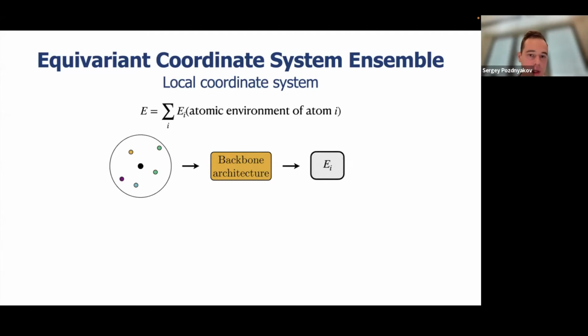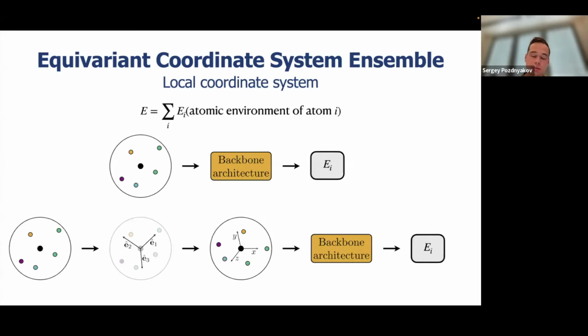Each atomic contribution is given by some function, which is represented by a neural network or any other machine learning method, which is called here the backbone architecture. And so each atomic energy is produced by our backbone architecture as a function of the local atomic environment. The atomic environment is all the neighbors within some cutoff radius. So now imagine that our backbone architecture is not invariant with respect to rotations. How can we still produce predictions that are invariant with respect to rotations? What should we do?